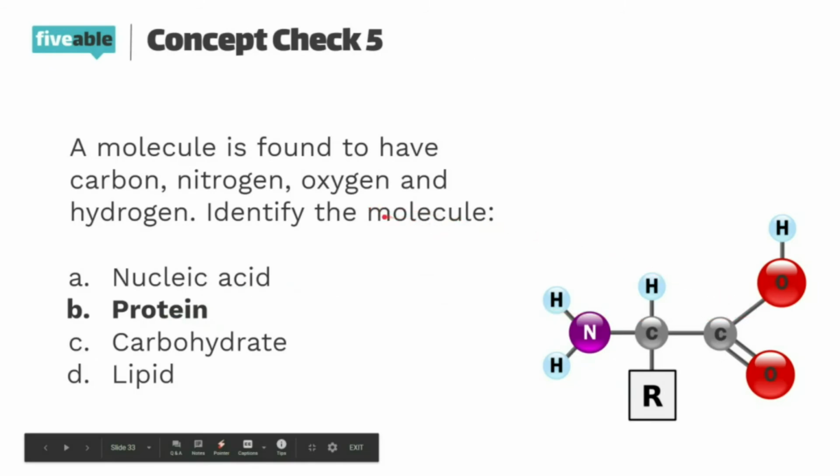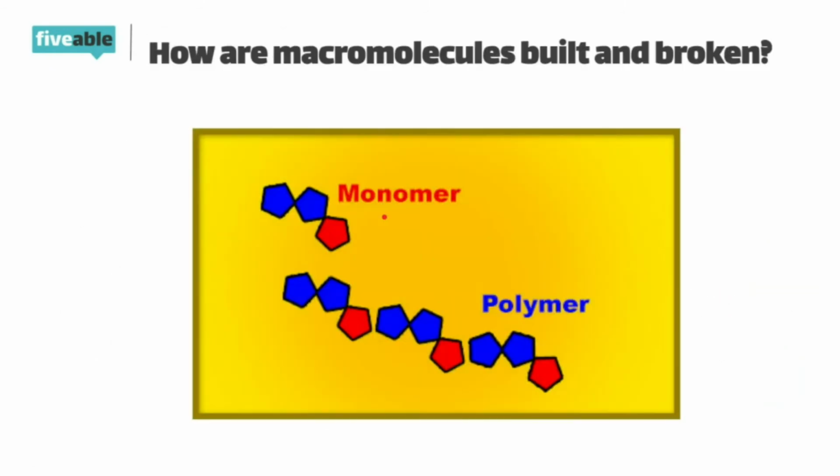Just asking about carbon, nitrogen, oxygen, hydrogen, it's protein. Okay, how are macromolecules built and broken? This is something that is always happening, and it's one of those things where I'll teach this in unit 1, and then I'll forget to continue talking about it because it's just an assumed thing, but continue talking about it, okay?